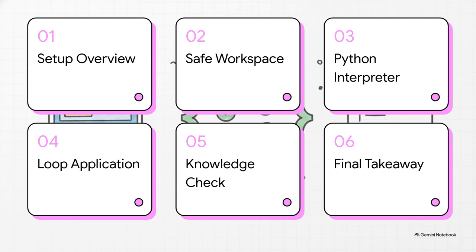Here is our roadmap for today. 1. Application task setup overview. 2. Creating your safe workspace. 3. Starting the Python interpreter. 4. Building the loop application. 5. Quick task knowledge check. And finally 6. Application task final takeaway.